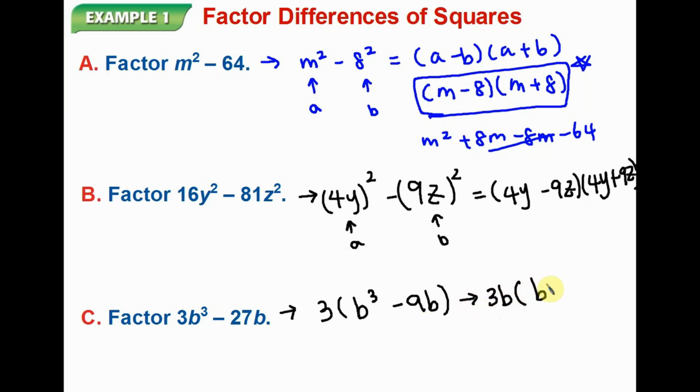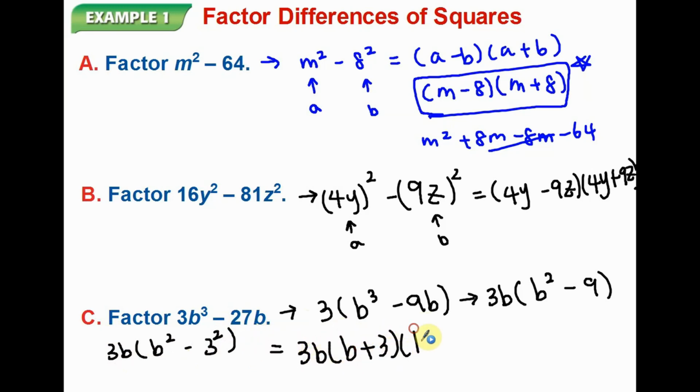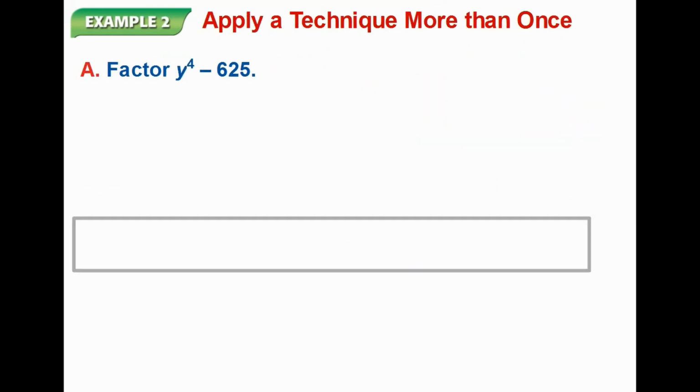Then you will have b squared minus 9, where b squared is a square of b and 9 is the square of 3. So this can be written as 3b times b squared minus 3 squared. From now, you're going to keep the 3b in the front, but b squared minus 3 squared can be written as b plus 3 times b minus 3. So the factored form of 3b cubed minus 27b is 3b times b plus 3 times b minus 3. As we proceed, we are going to apply the difference of squares technique more than once.